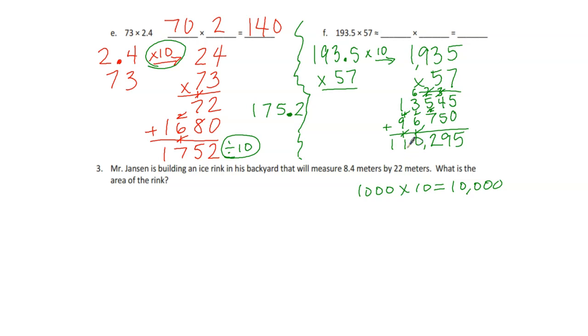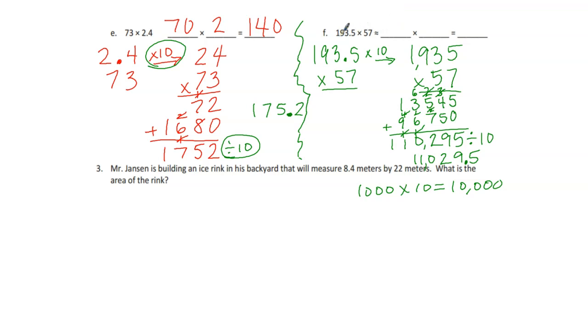So our final answer, once we divide, is going to be the same number, 110,295. We're going to divide it by 10, so our decimal is going to appear to move over one place here, and it's going to be 11,029 and 5 tenths.